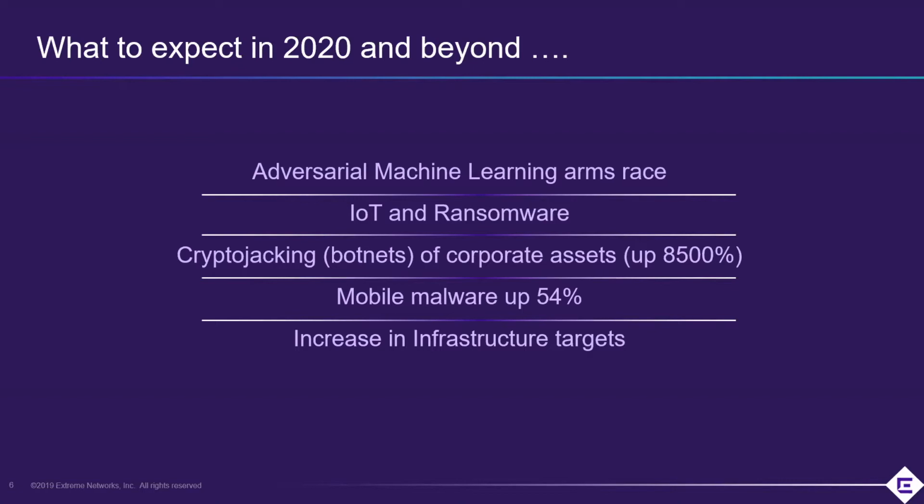Mobile malware, obviously, particularly on Android, is very, very high, with an increase of 54%. And then also a general increase in infrastructure targets. And many times some of this may be nation-state or politically based.